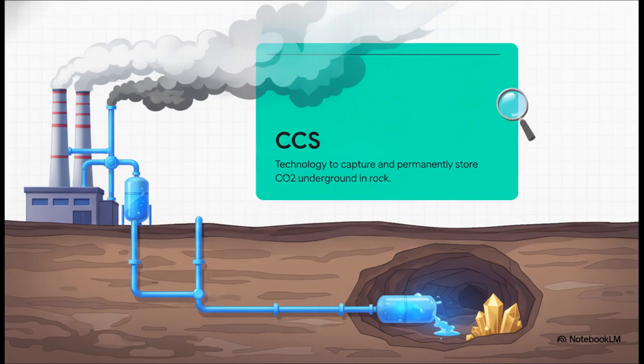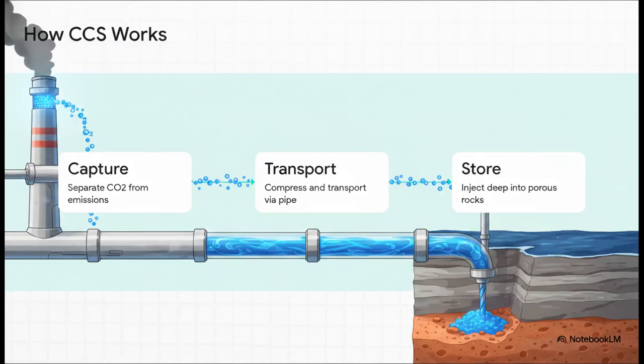CCS is designed to forcefully capture that CO2 right at the source and sequester it, which just means lock it away permanently back into geological stores, like depleted oil and gas reservoirs, instead of letting it escape into the sky. This technology builds into a critical three-step mechanism that you absolutely need to nail for your exams.